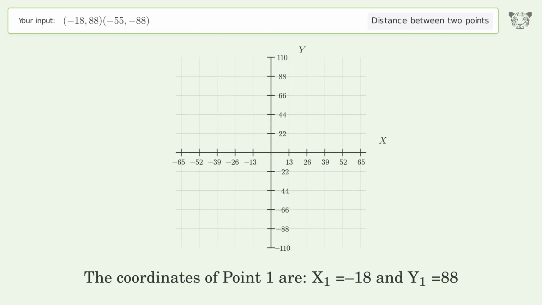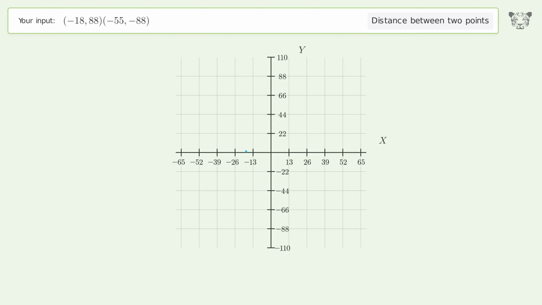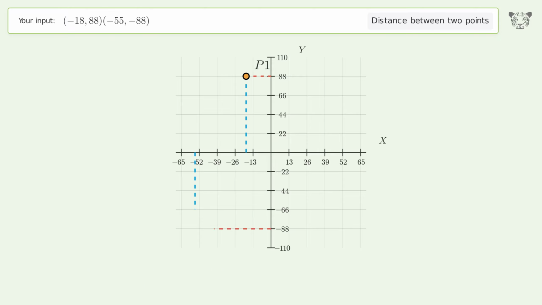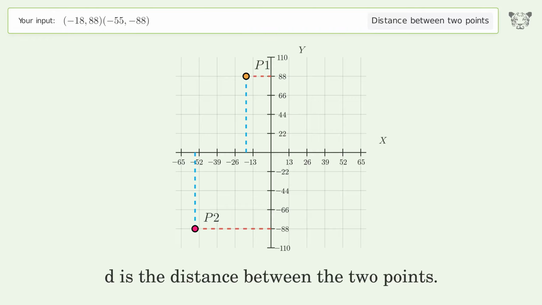The coordinates of point 1 are x1 equals -18 and y1 equals 88. The coordinates of point 2 are x2 equals -55 and y2 equals -88. D is the distance between the 2 points.